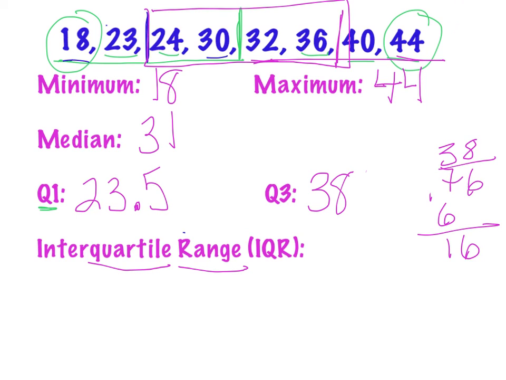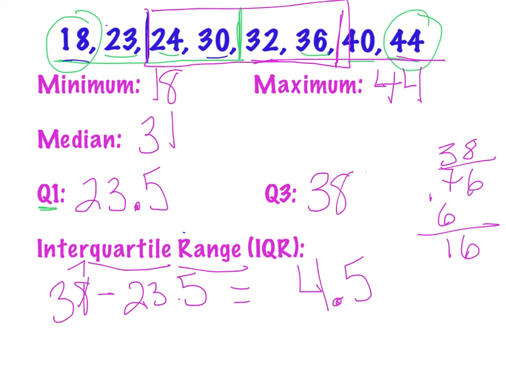So to find the interquartile range, we are subtracting Q3, which is 38, minus Q1, which is 23 and a half. Okay, so I'm going to have to borrow, make that a 7. So I know I'm going to have a half. Then 7 minus 3 is 4, and then 2 minus 3, I borrow, is 14. So my interquartile range is 14 and a half.